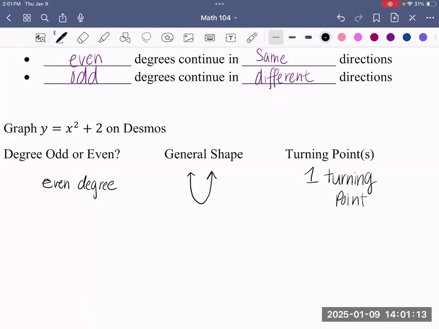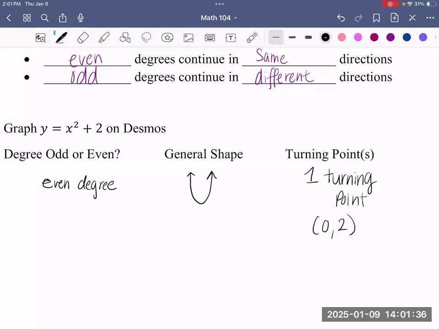This was at the point (0, 2). Now, turning points can be either classified as a minimum or a maximum. They sometimes have special names. Sometimes they can be called a local or a relative max or min. Local and relative mean the exact same thing. It's just whether or not you took the SATs or ACTs, but they mean the same thing.